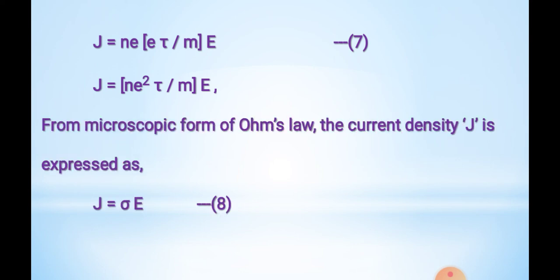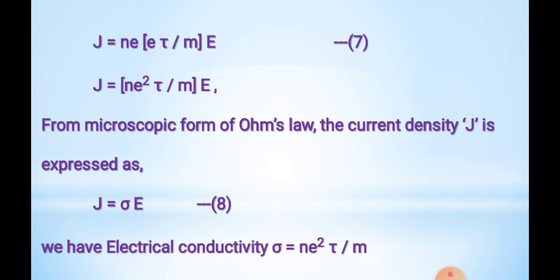According to the microscopic form of Ohm's law, we have J is equal to sigma E. We have already studied this in the definition of electrical conductivity. Here both are J, so we can compare these two values. On comparing, you will get sigma E is equal to n e square tau by m into E. On that side we have E, and in this equation also we have E. Both will get cancelled. So you will get sigma is equal to n e square tau by m. This is the expression for electrical conductivity.